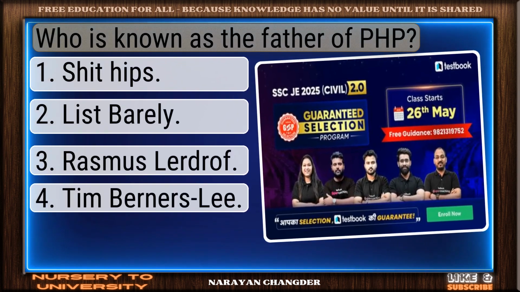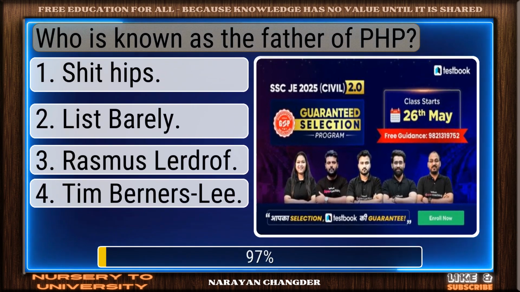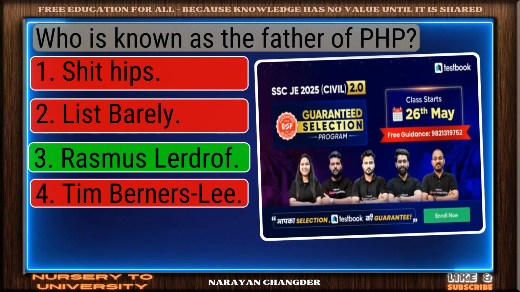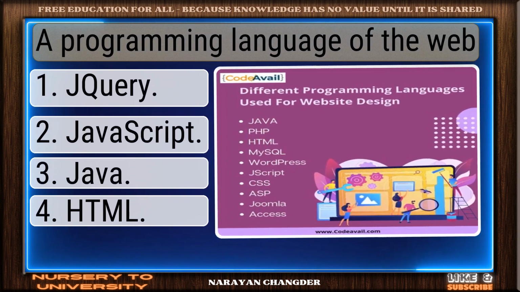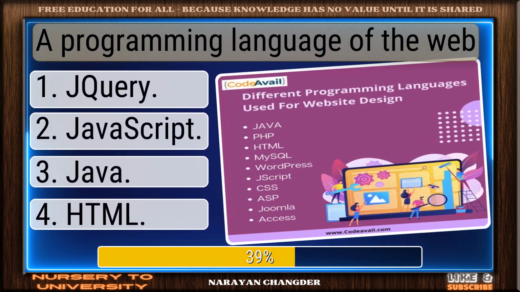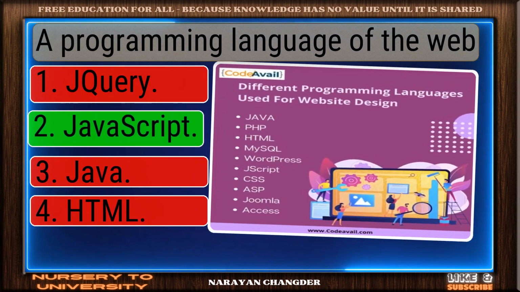Question number 50. Who is known as the father of PHP? Well reasoned. Rasmus Lerdorf is the correct choice. Question number 51. A programming language of the web. Correct. JavaScript is the right answer.